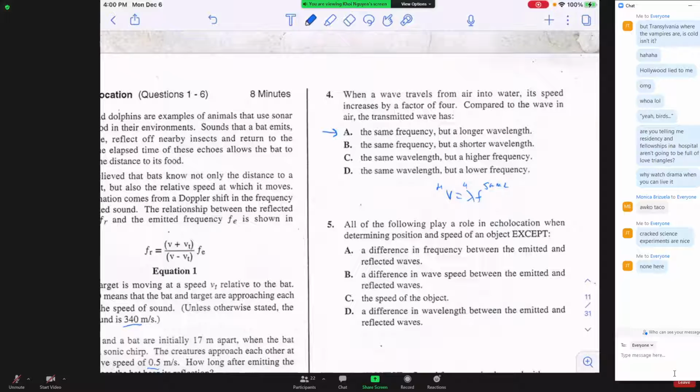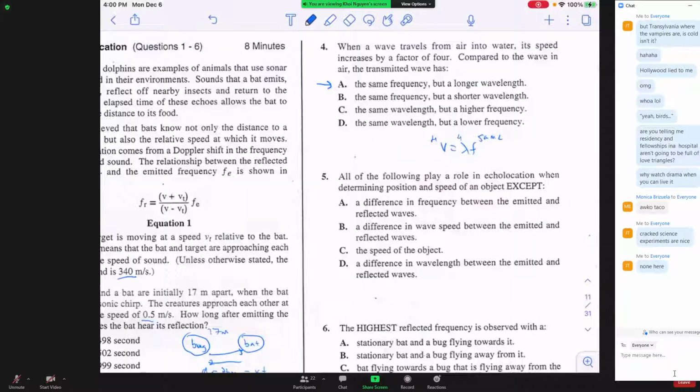This goes back to the waves lecture, when I talked about how the speed of a wave is simply the wavelength times its frequency.